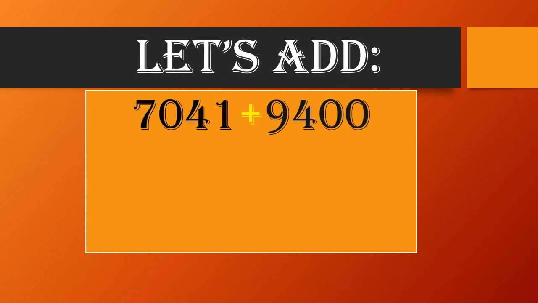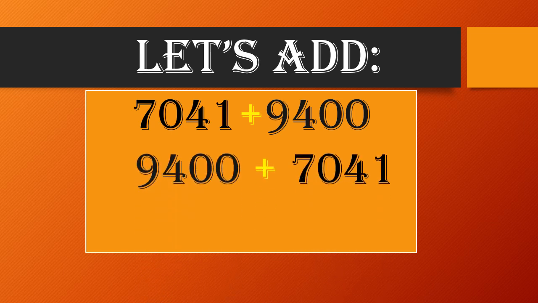One more example to understand the property of order of addend. So, two numbers are given to you. Now what I have done is flipped the numbers. That means 9400 is written first and then 7041 is written afterwards. Will the answer change, children? No, it will not. The order of addend property says that you can write the numbers in any order, but the sum would remain the same.